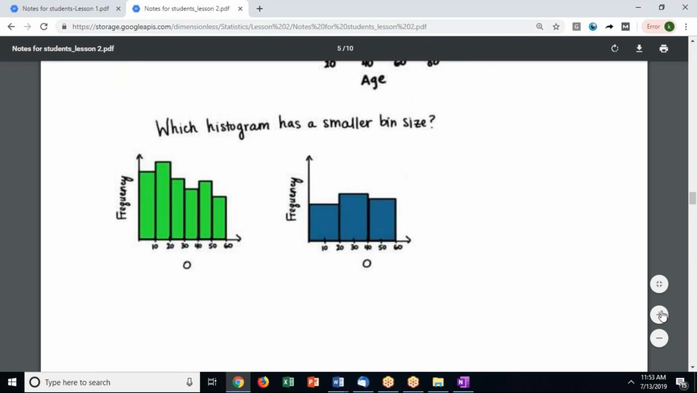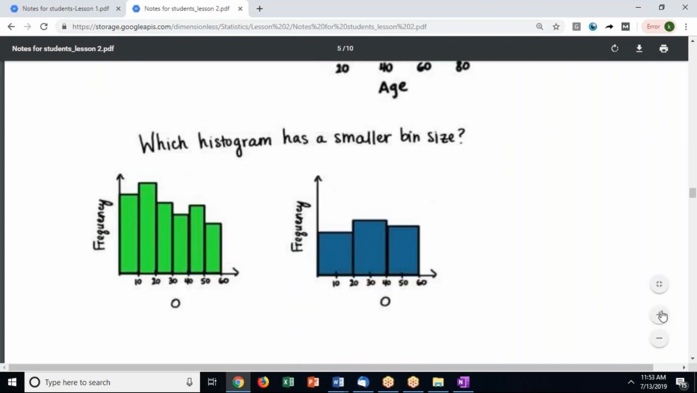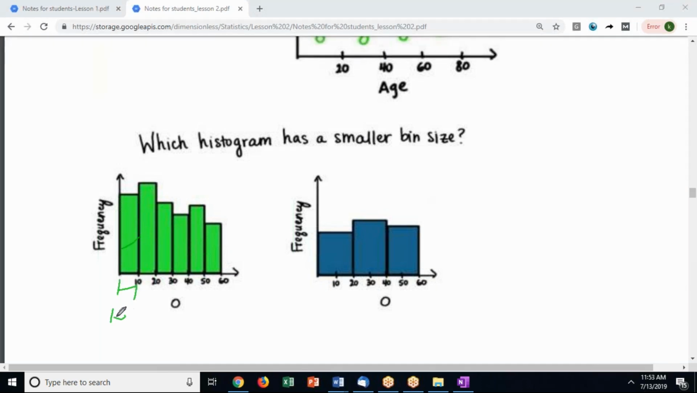Tell me which histogram has a smaller bin size? The left one, green one. Green one, right? What is the bin size here? 10. What is the bin size in this case? 20. It's not 10, right? This is the entire bin. We are looking at the complete bin. Each bucket or bin is fixed here, right? So this is 20 and this is 10.